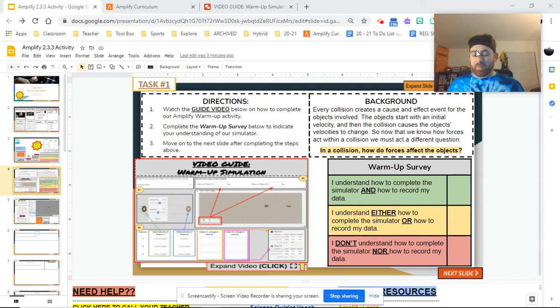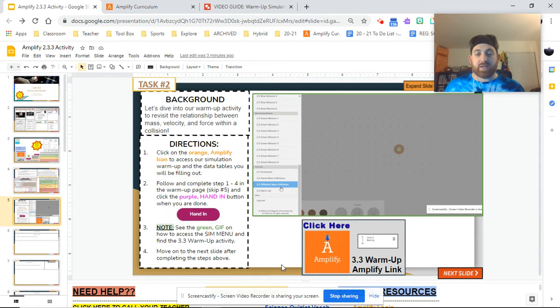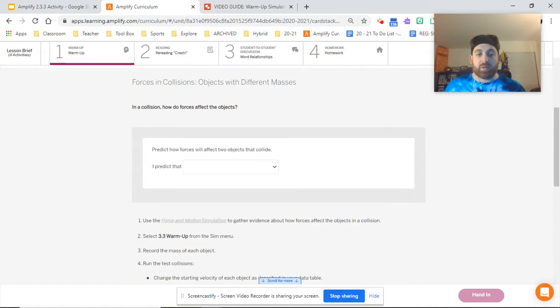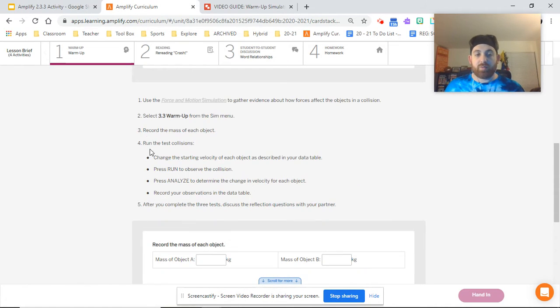We're going to do that by diving into this warm-up activity, and we're going to be diving into our simulator again. So make sure when we get done, you put your X in your row and reach out to me if you put it in either the middle or the bottom row. What's going to happen is you're going to hop into our task number 2 and get into our Amplify page, which is going to take you here. And you're going to be completing tasks 1 through 4 in here.